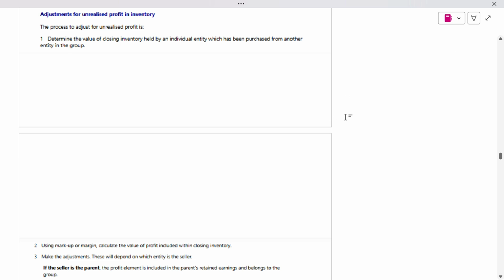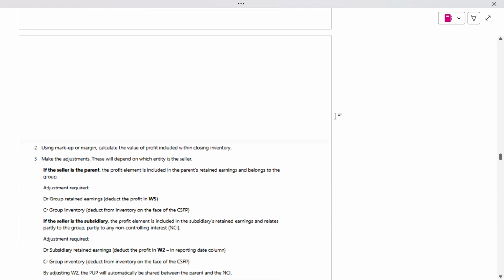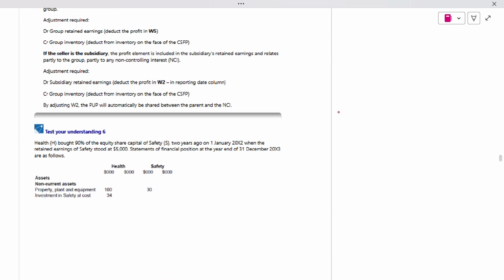Okay, we will have all the things we have done before, plus we will have something related to portion of unrealized profit. Now, we have done up to here. From here we have to start. Is it right? Yes. From here we have to start.